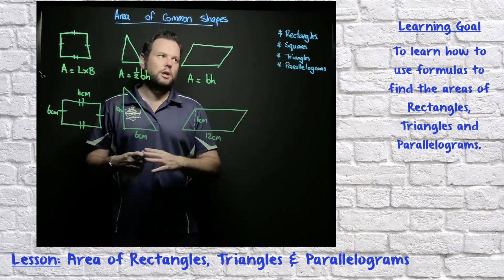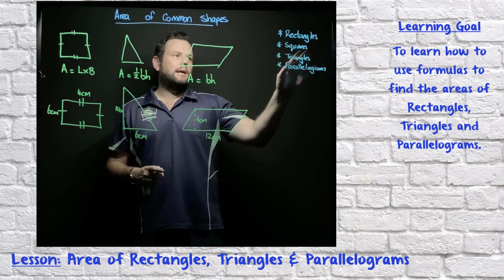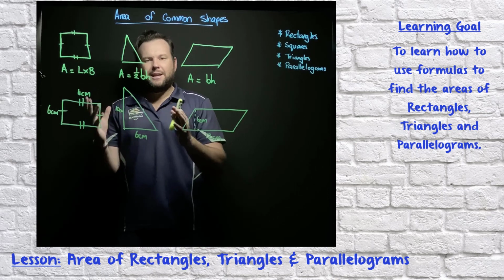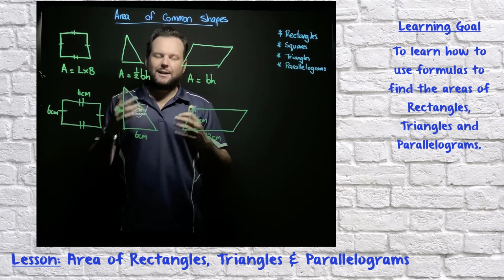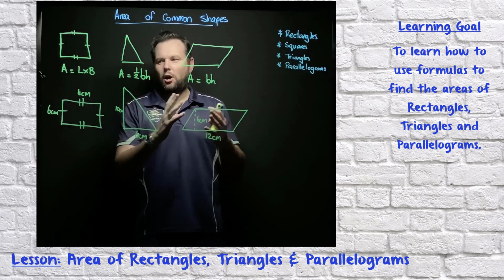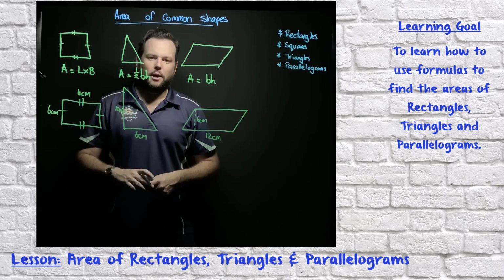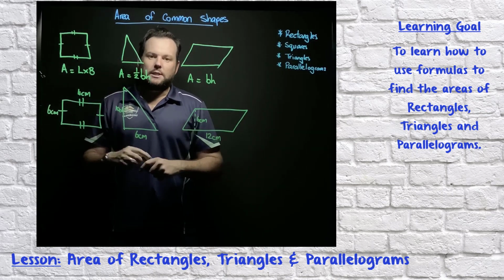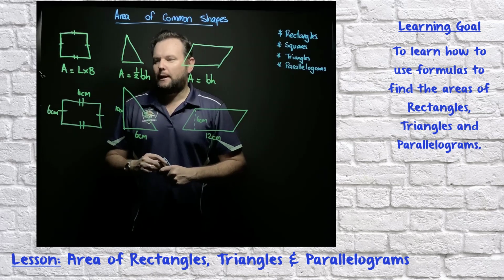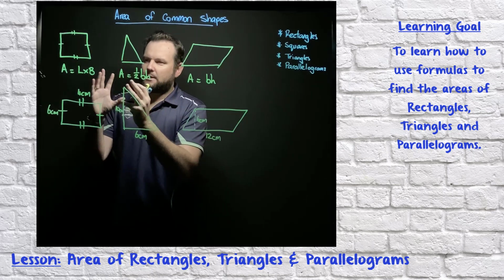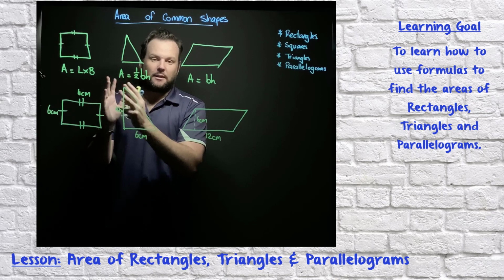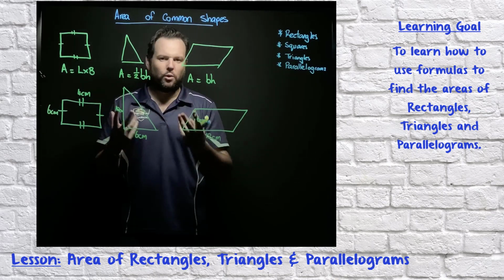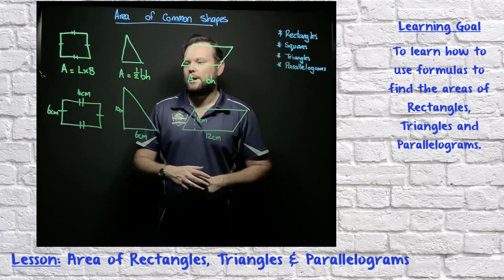Now these are common shapes. We've got rectangles and squares. Rectangles and squares basically follow the same formula. The only difference is with a square, technically it's side times side, not length times breadth. We say length times breadth or length times width. And the reason why we say that is because a rectangle has a length and a width and they're different lengths. A square is side times side because all the sides are the same in a square, okay?